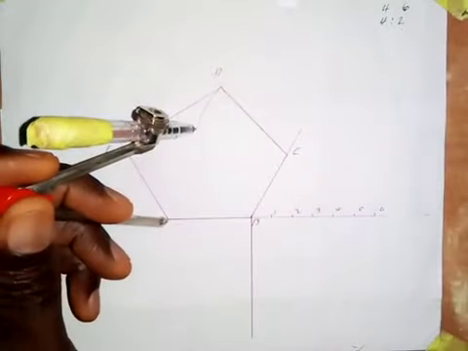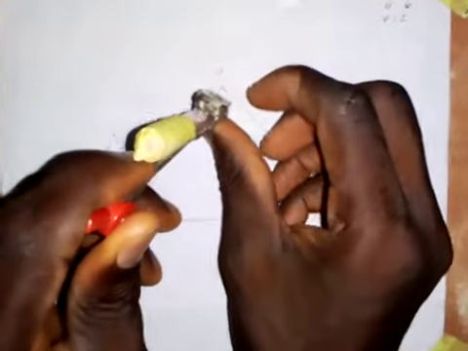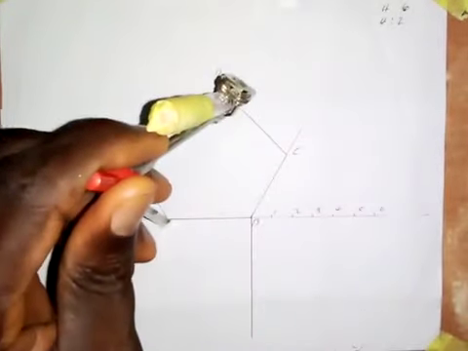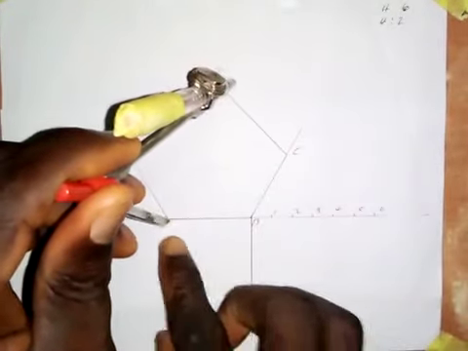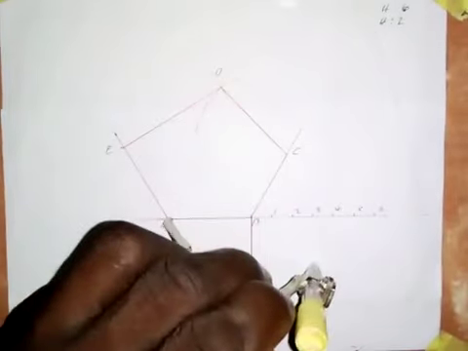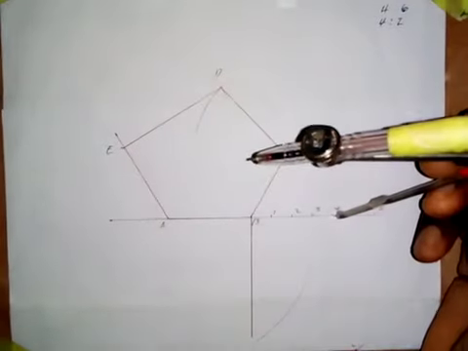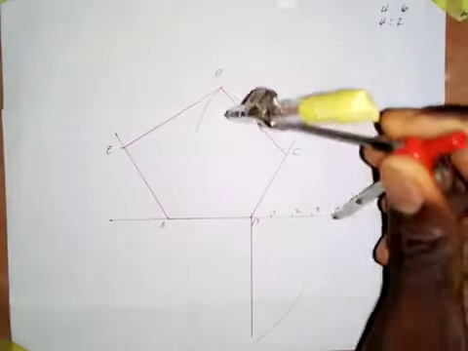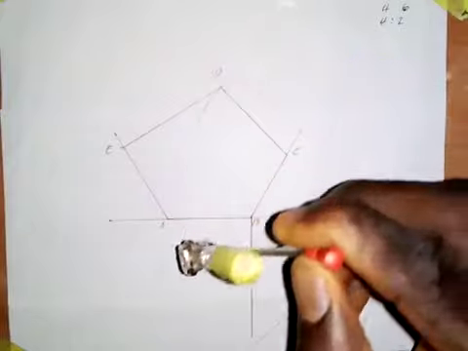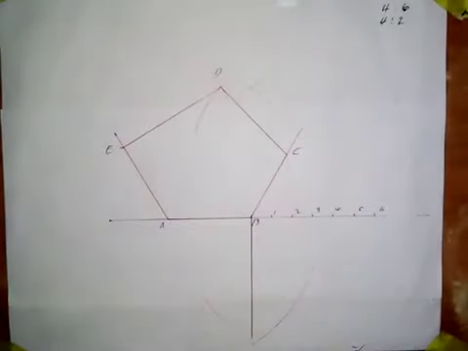So if I want to bisect distance A4, I put the point of my compass at point A here and extend to any convenient radius. I want to get the midpoint of distance A4, so I'm going to draw an arc here and draw an arc here. Then by putting it at 4 here, I will draw an arc here, and also an arc here. So the arcs intersect at this point.